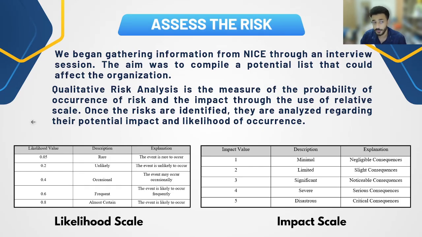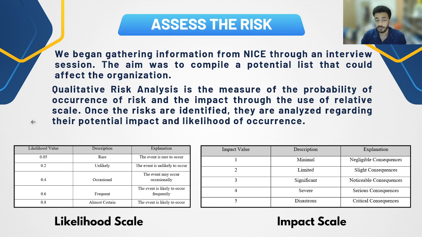For us to assess the risk, we first began gathering information from NICE through an interview session. The aim was to compile a list of potential risks that could affect the organization. From that, there are two types of risk analysis, which are qualitative and quantitative. We used qualitative risk analysis, which measures the probability of occurrence of a risk and its impact through the use of a relative scale. Once the risks are identified, they are analyzed regarding their potential impact and likelihood of occurrence.